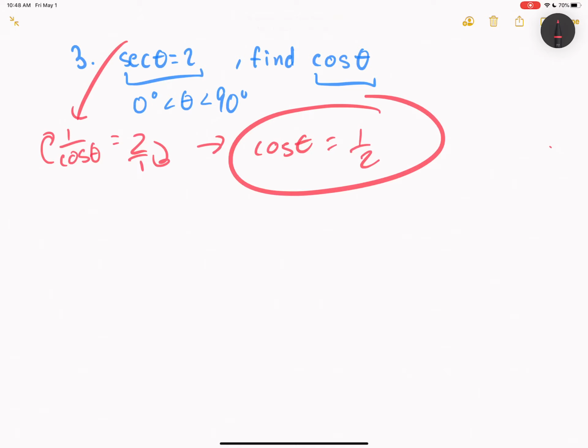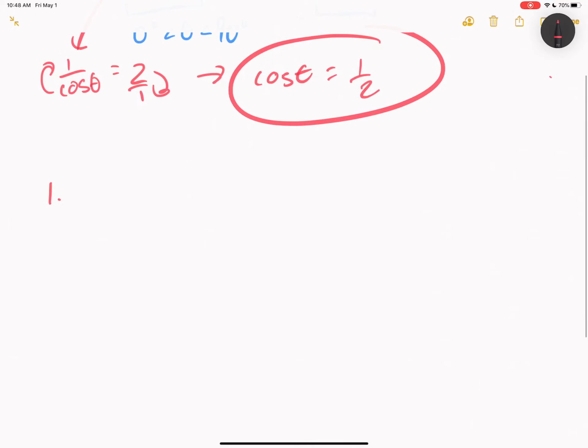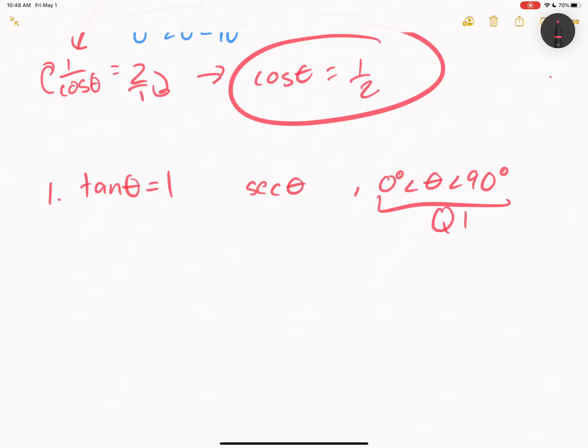Another problem I want to do, I want to backtrack a little and take on number 1. It's tan theta is equal to 1. I want to find secant theta. Then my degree is still between 0 and 90. This means that you're in quadrant 1, right? There's a lot of different ways you can do this, but I'm going to show you the normal method. I have tangent, I have secant. You guys have to remember your Pythagorean identity that says tan squared theta plus 1 is equal to secant squared theta.